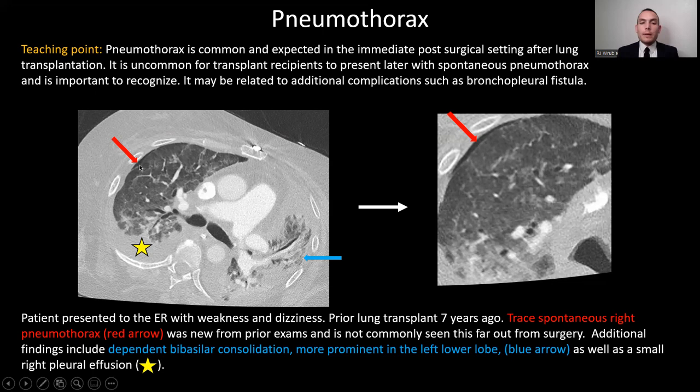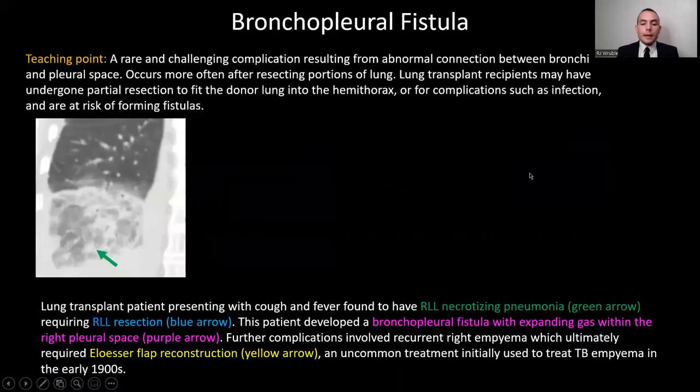And here are axial CT of this patient presenting with weakness and dizziness and prior lung transplant showing a trace right pneumothorax. Lastly is bronchopleural fistula, which occurs as a result of abnormal communication with bronchi and the pleural space, leading to continuous retention of air. Donor recipients who are at increased risk of this complication include those with prior lung resection, which is often performed to better fit the transplant lung into the recipient chest cavity, or for resecting complicated infections, such as necrotizing pneumonia.